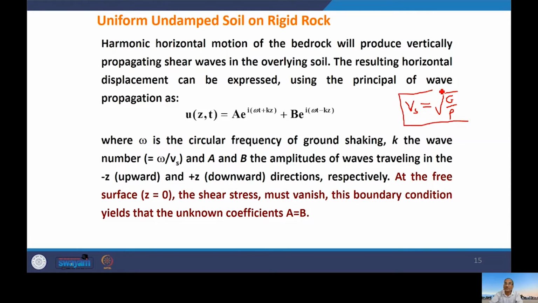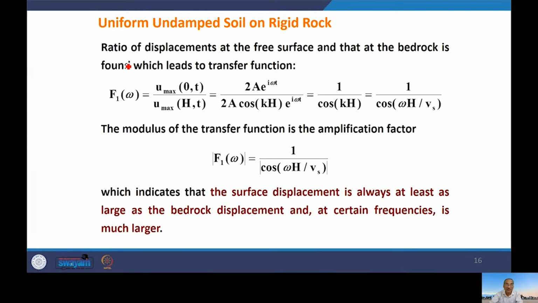Okay, so this is already discussed many times. Now continue with that. So applying the boundary condition A equal to B, this equation can be simplified, and then we can write the transfer function in this form, f1 omega. First of all, why omega? Because this transfer function will be a function of frequency.